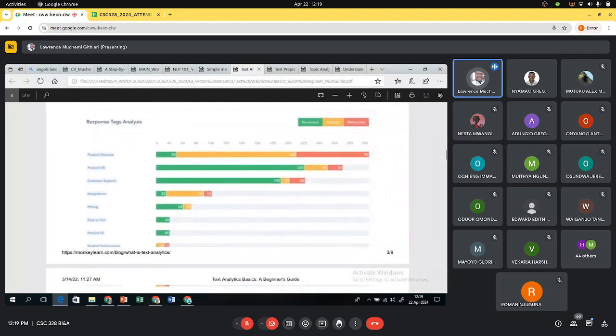So this has been done using the Monkey Survey tool. So actually this has been done using the Monkey Survey.